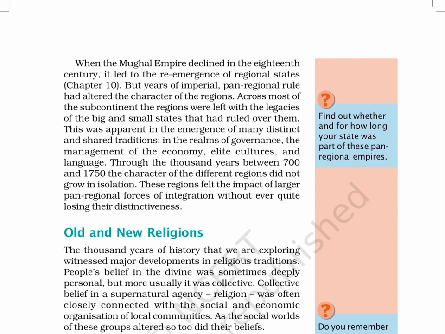Through the 1,000 years between 700 and 1750, the character of the different regions did not grow in isolation. These regions felt the impact of larger pan-regional forces of integration without ever quite losing their distinctiveness. On the right-hand side, 2 questions written in blue boxes have been asked. Find out whether and for how long your state was part of these pan-regional empires.